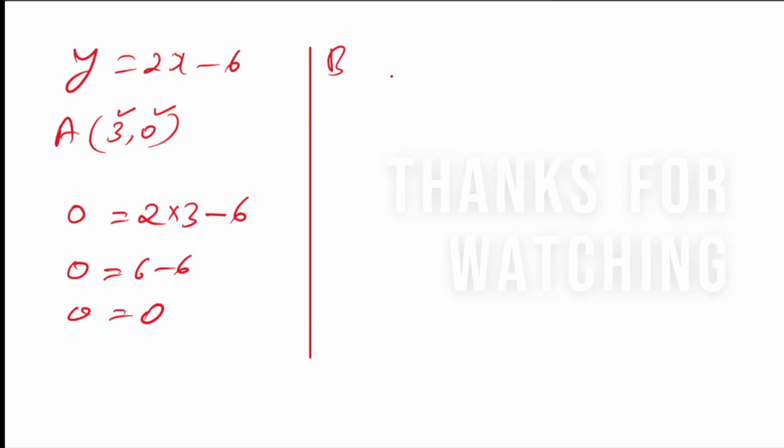Here, the next point is B (4, 2). They are asking whether this point B, which has coordinates (4, 2), is lying on this line or not. How can we prove this?